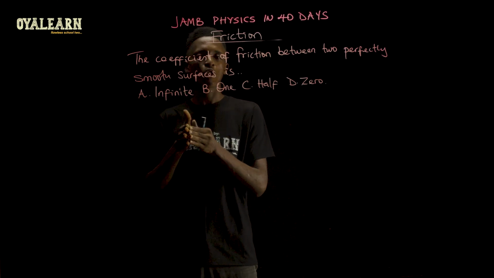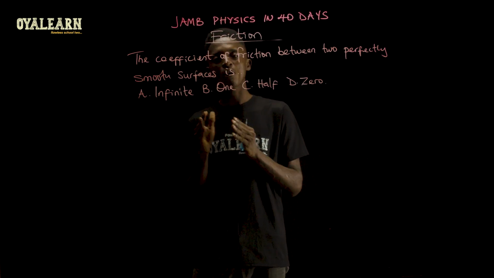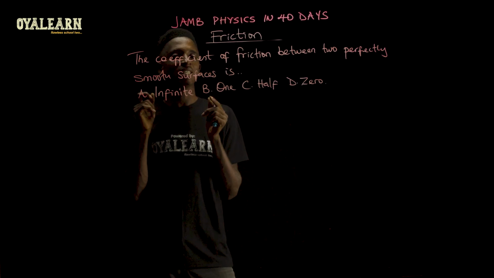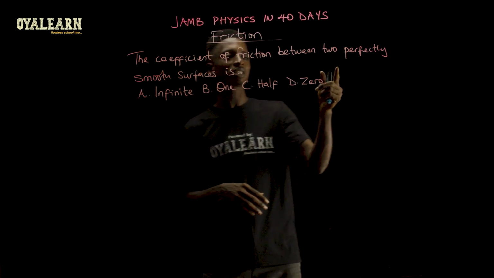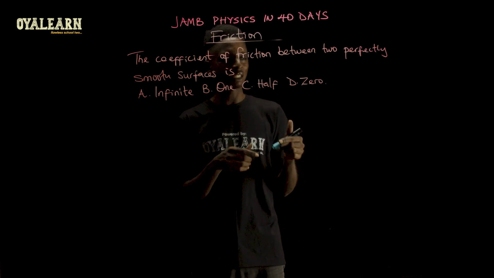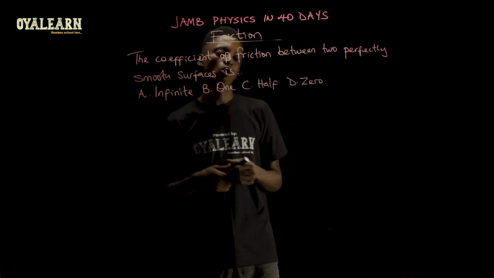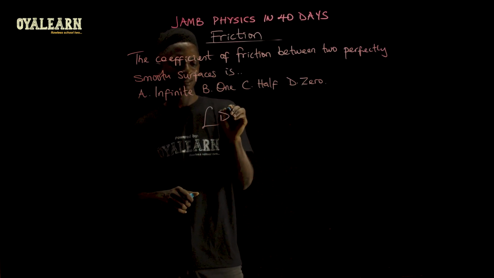That is, when you have rough surfaces, the friction there is always high. But when the surfaces are smooth, the friction is very low. But in this question, we are told that the surfaces are perfectly smooth. So it is not just low. In this case, it is 0. So the correct answer in this case is D.